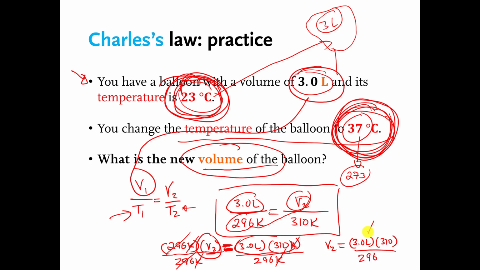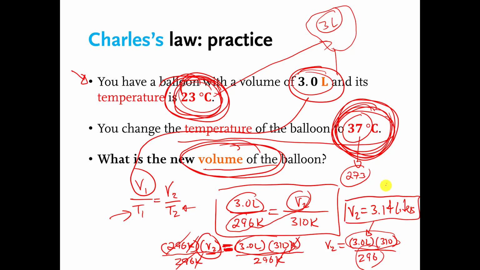The only unit that we have left over is liters, and the question wants to know the volume, so that seems to be correct because liters is a measure of volume. We're going to do 3 times 310, that's 930 divided by 296. And V2 will equal about 3.14 liters. And this is our answer.